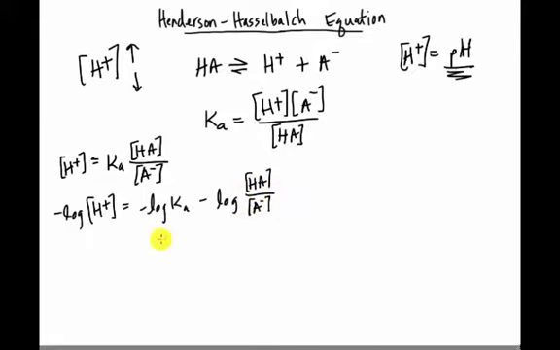You don't need to know. I'm just going to derive an equation here for you. All right, so over here, because I'm taking the negative log of the hydrogen concentration, this would become pH. This is a negative log of Ka. We would call that pKa.